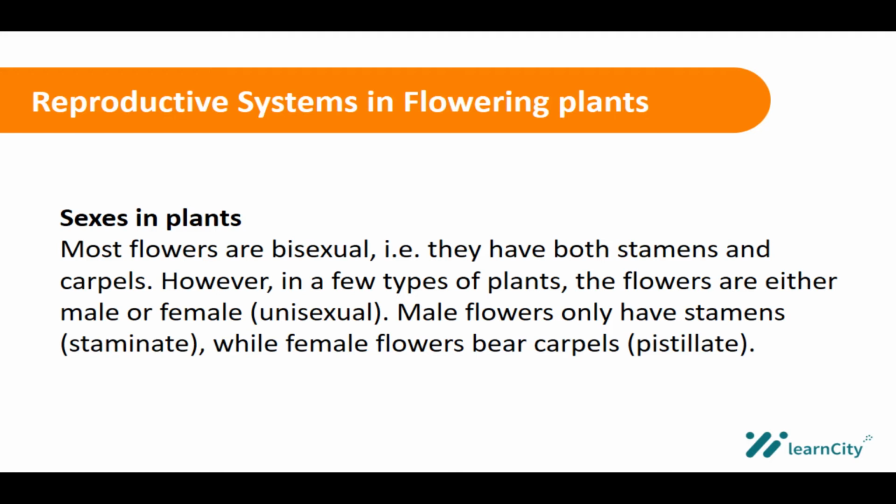However, in some few cases, in some plants, we have either a male flower or a female flower. So those ones are unisexual. We have some plants that have separate flowers, where a flower is either male or female. So those are unisexual flowers. Now, male flowers only have stamens. Those are staminate flowers. And female flowers bear only carpels, and those ones are pistillate.